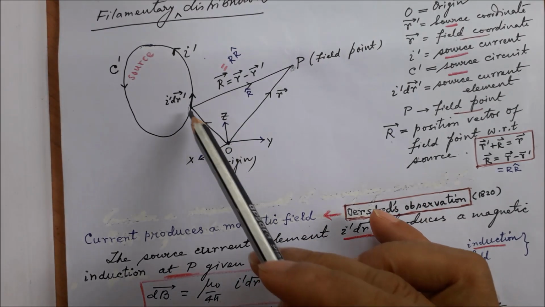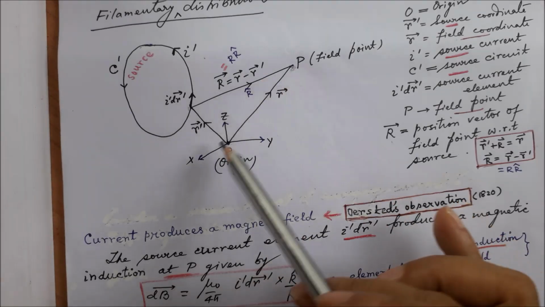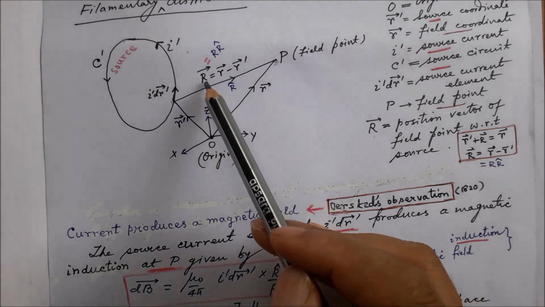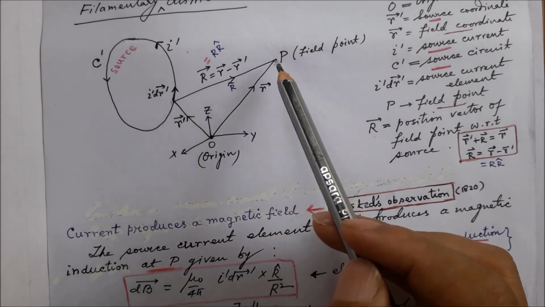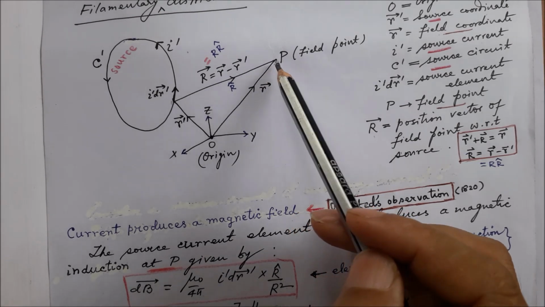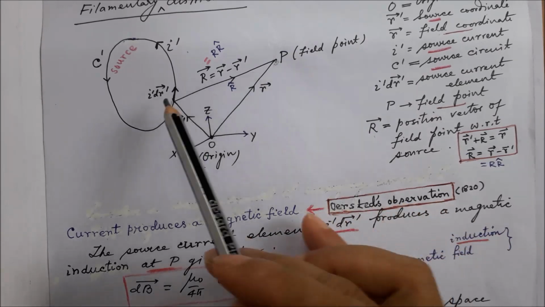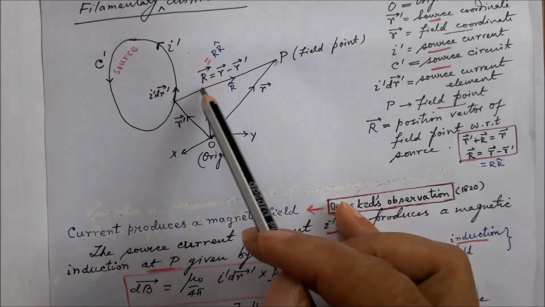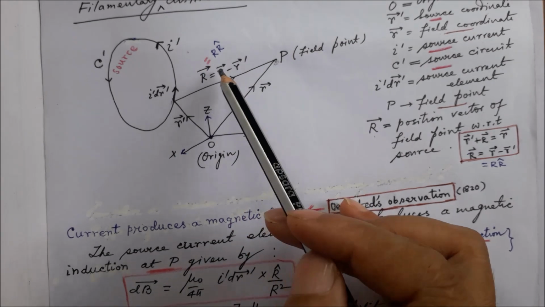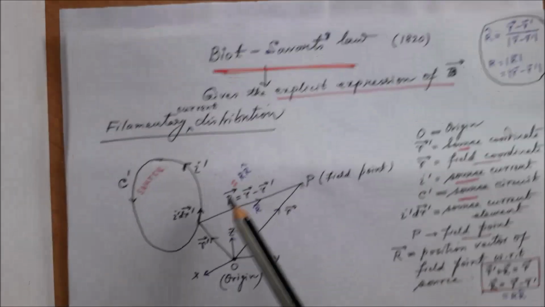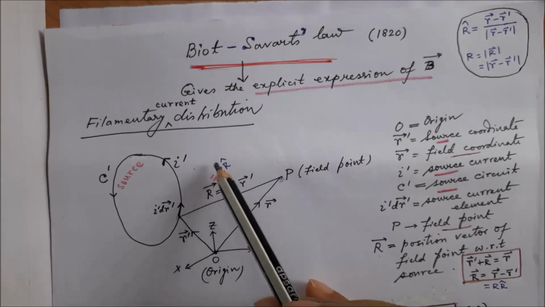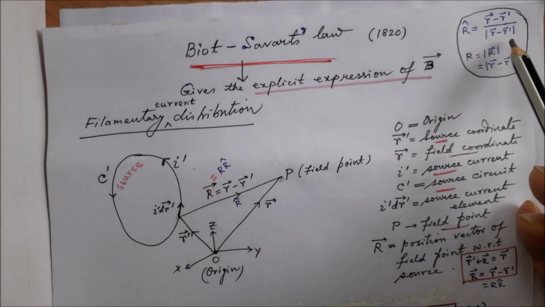We can see a triangle here, and we can apply the triangle law of vector addition, from which we end up with this relation. So let me mention once again that the position vector of the field point with respect to the source is capital vector R. And this capital vector R, being a vector, has two parts. One is the magnitude part, which is given by this expression, and the unit vector part, which is given by this expression.